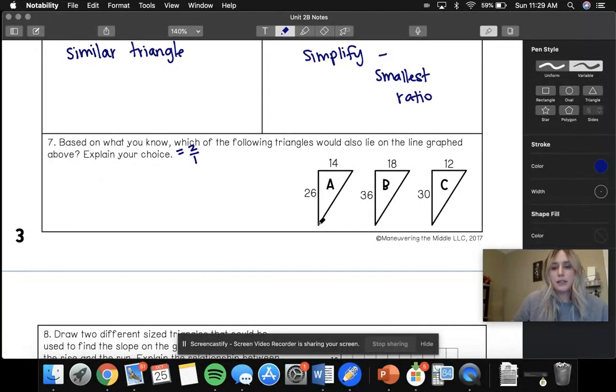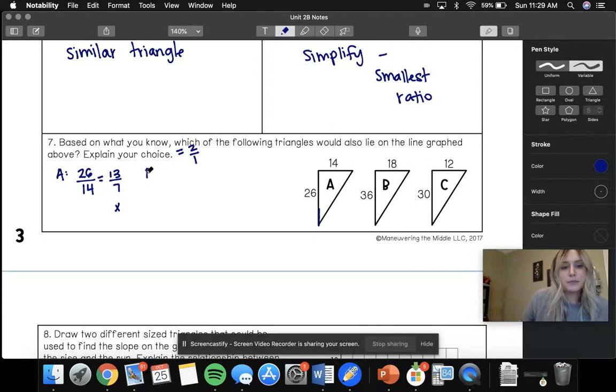So this one, I'll put A. It has a rise of 26 and a run of 14. Okay, if we were to simplify that out, 26, ABC, 14, we would get a very long or a mixed number. So if we had alpha ABC, we should get 13 over 7. So 13 over 7 is not equivalent to 2 over 1, so it is definitely not A.